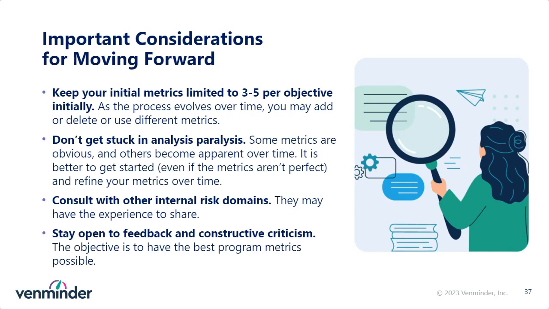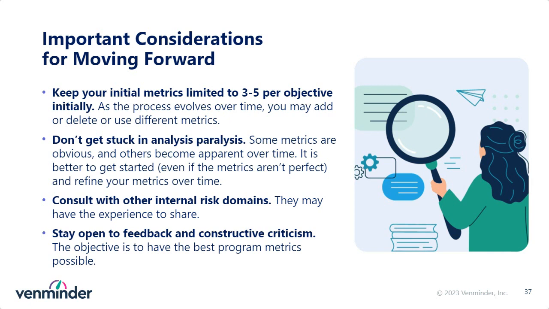By now, some of you might be feeling a little overwhelmed. We've given you so much information, so many things to think about. But how do we keep moving forward? So the first thing I want to tell you is to limit your initial metrics. Really do not do more than 3 to 5 per objective.